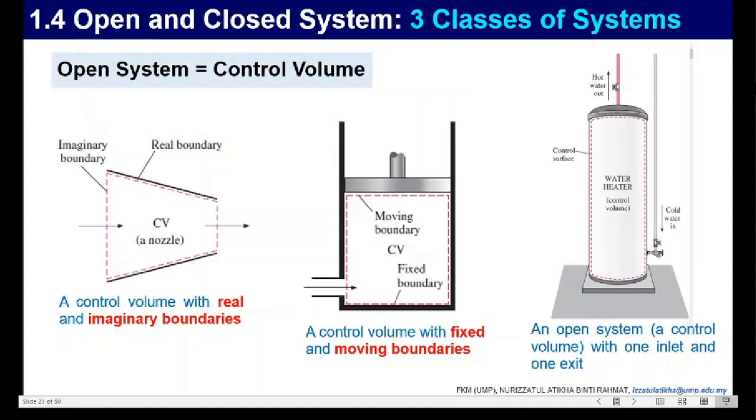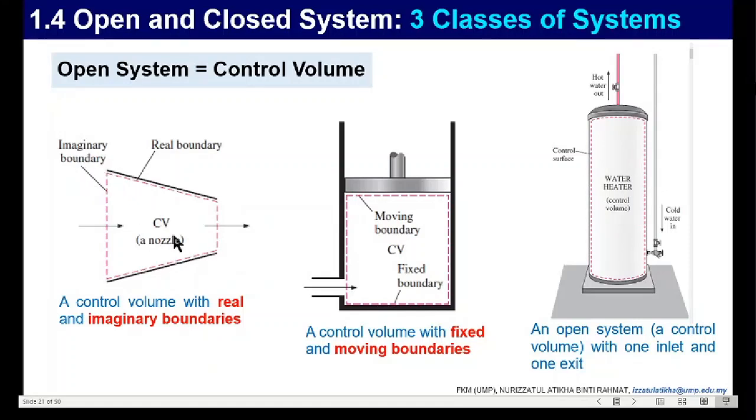These are some of the examples of open systems, known as control volumes. A control volume with real and imaginary boundaries. We have a real boundary, a nozzle, and then an imaginary boundary. We put this imaginary boundary in so that we can do a calculation for this particular mass, for this particular matter of the system. That is why there is an imaginary boundary.